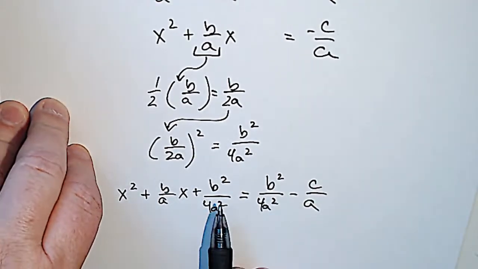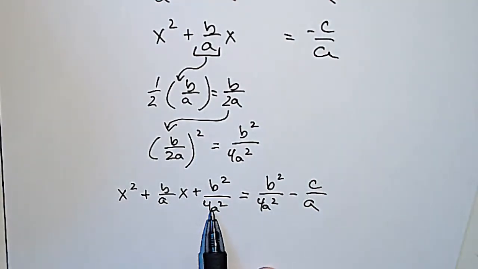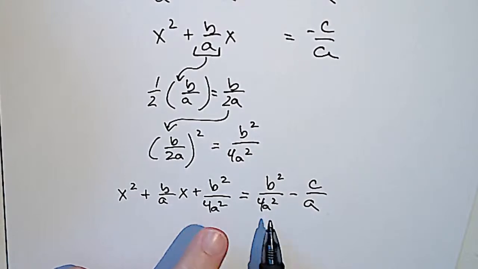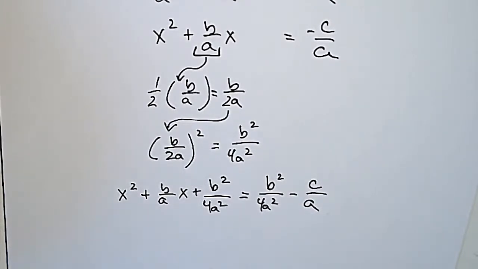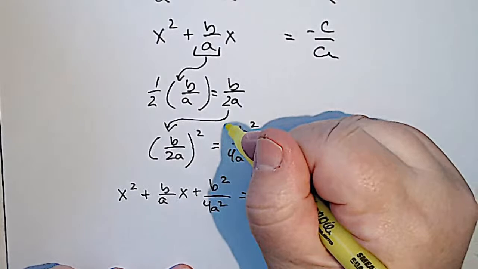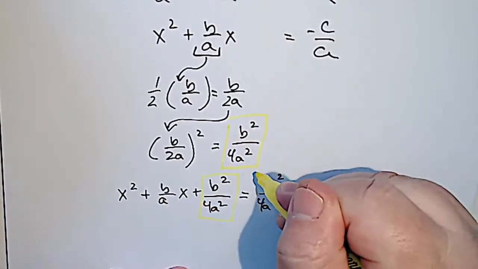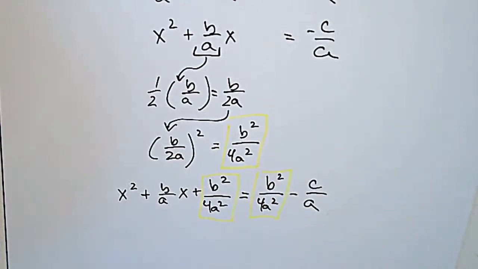I am allowed to stick the b squared over 4a squared anywhere on each side, as long as I put it into both sides, which I did. I added it to both sides. So let me highlight this. I'm not so foolish as to write over it because this would be smearorama. But I did add it to both sides. So it went on both sides.